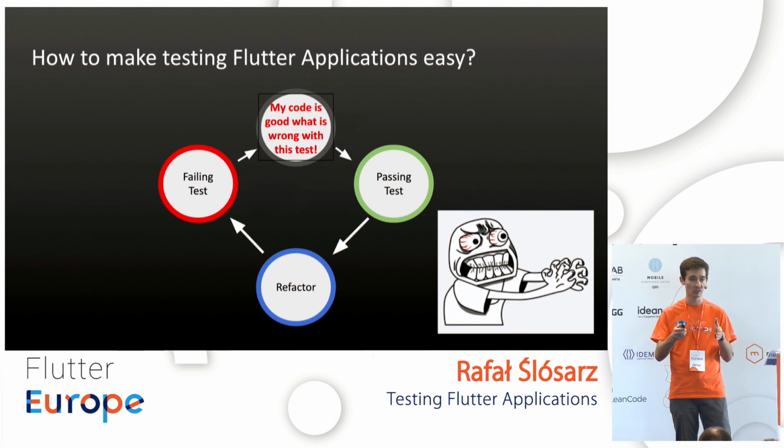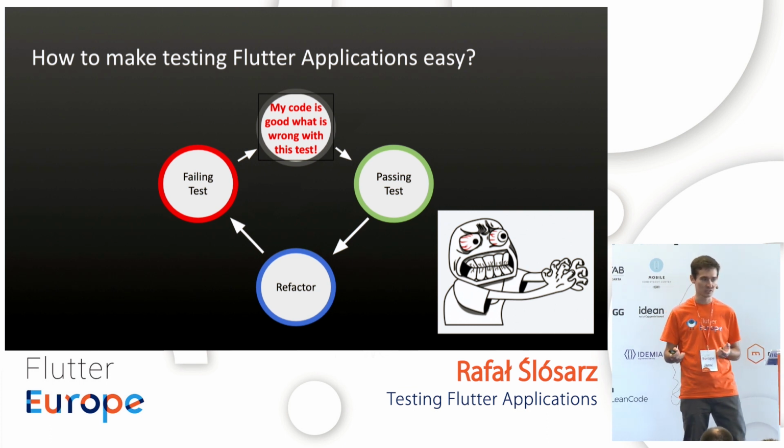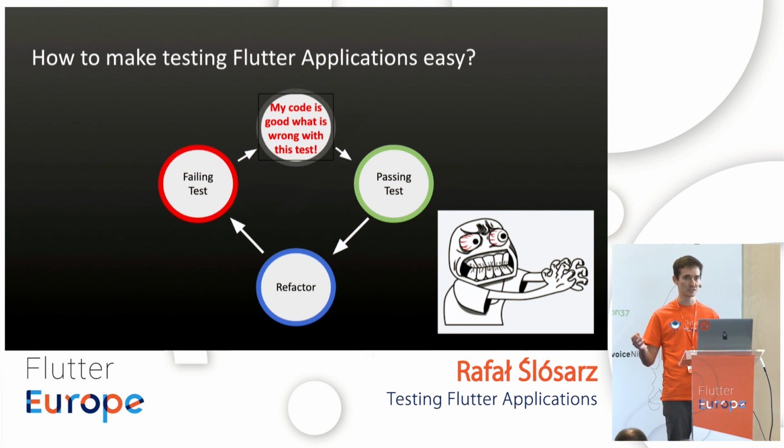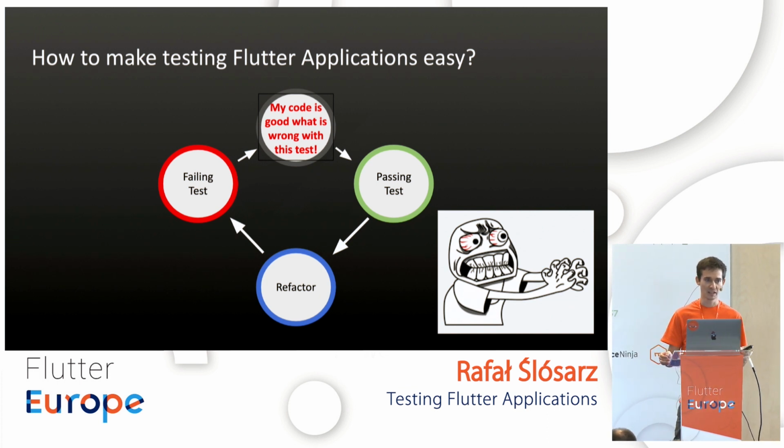Because I have nice production code that I would really like to have in my application, but the test is not working. So in fact, we are actually doing something like reversed test-driven development, where we are trying to make our production code pass the test, and it's not working anyway.